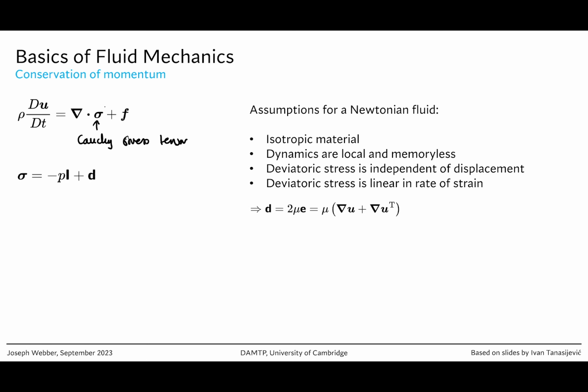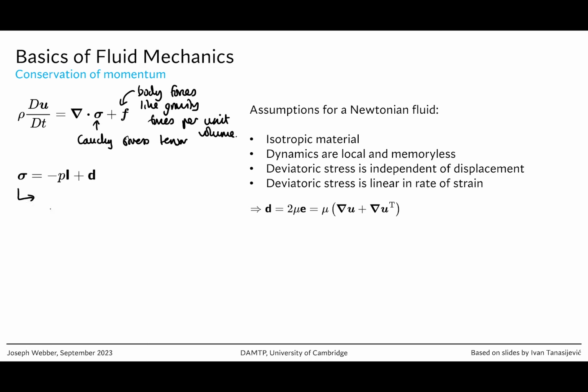So the divergence of the Cauchy stress tensor gives us a force, and we'll talk about what this is in a second, but we might also have body forces. So these are forces like gravity that act on the fluid, and they're forces per unit volume. Lovely, okay. So we haven't yet got an equation because we don't know what this Cauchy stress tensor is.